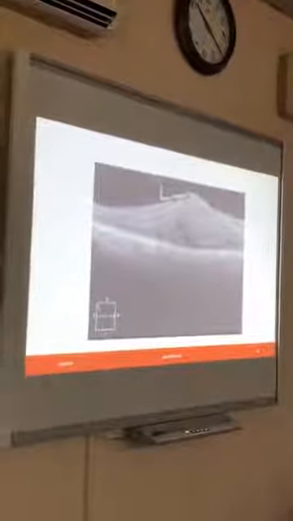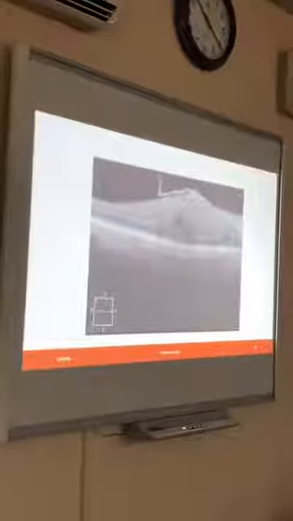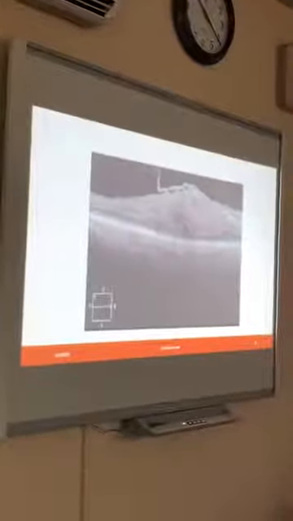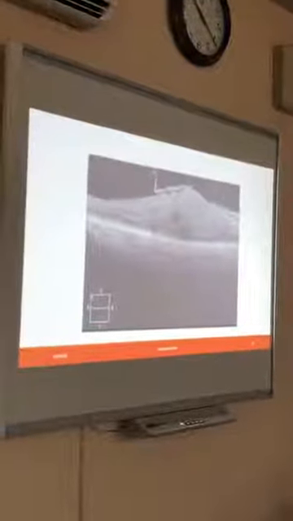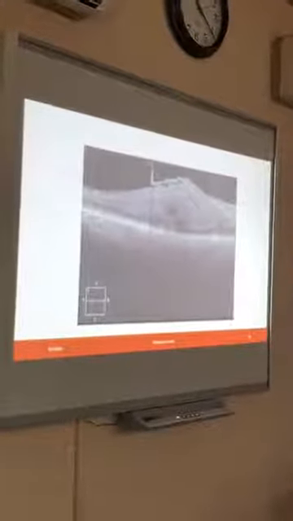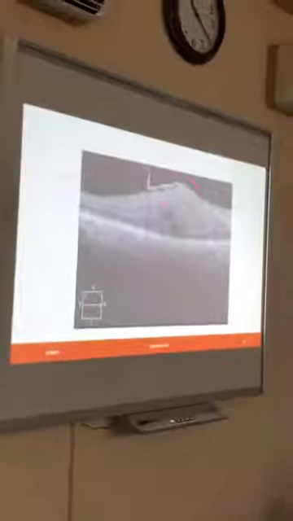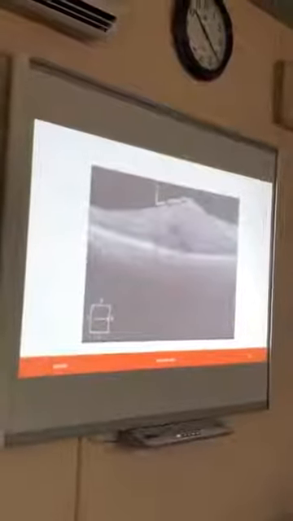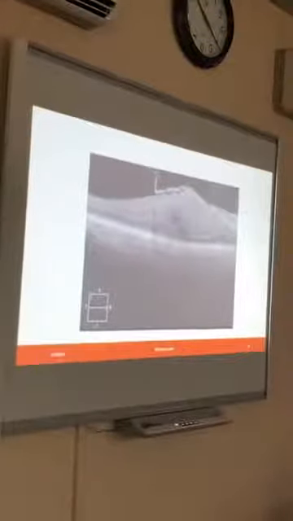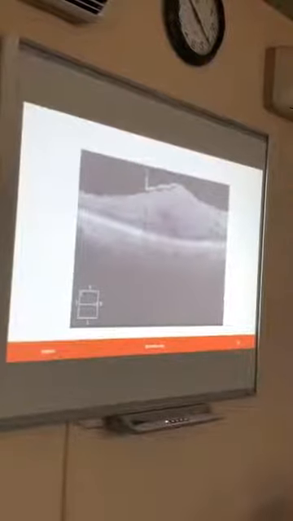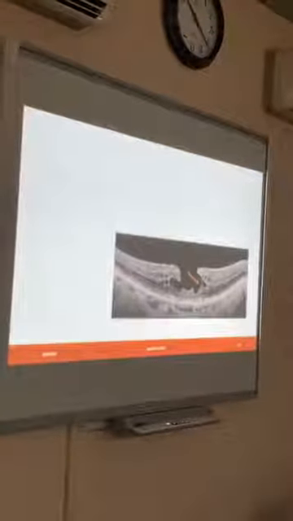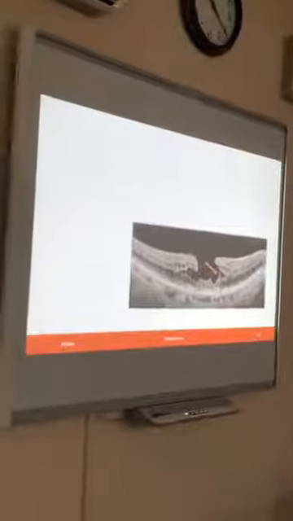So when reporting this, you can say that there is a thick epiretinal membrane with profound thickening of the retina and gross deformity of the retinal morphology with loss of the outer retinal elements. So this is another case.